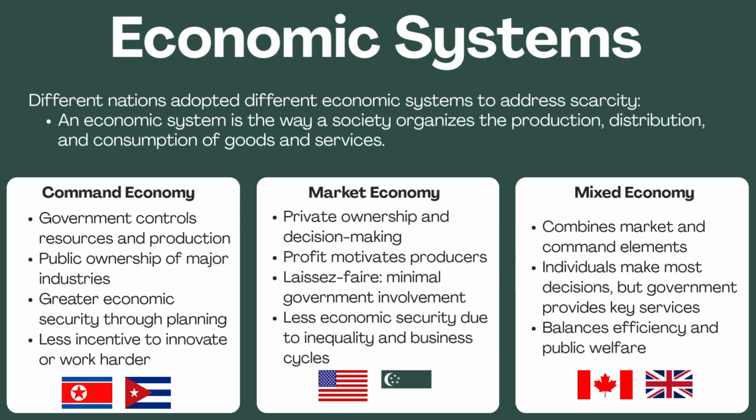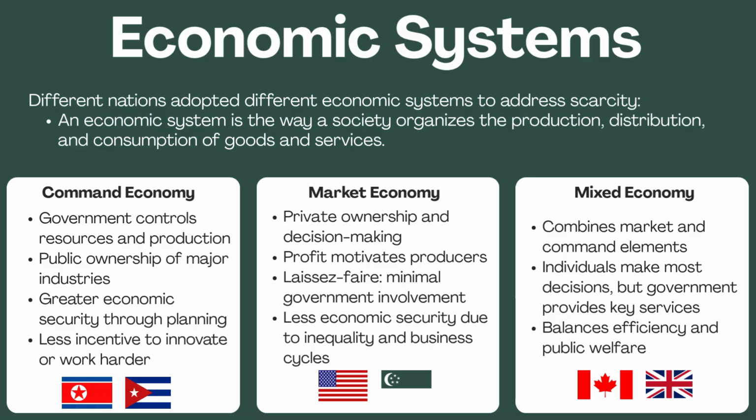Secondly, we have market economy. In a market economy, you have private ownership and decisions made by many firms and individuals. There is lots of opportunity to make profit, which gives a lot of people incentive. In this type of economy, you have the government interfering as little as possible. There is lower degree of economic scarcity due to inequality in distribution and a changing business cycle. An example of this type of economy in a country may be the United States or Singapore.